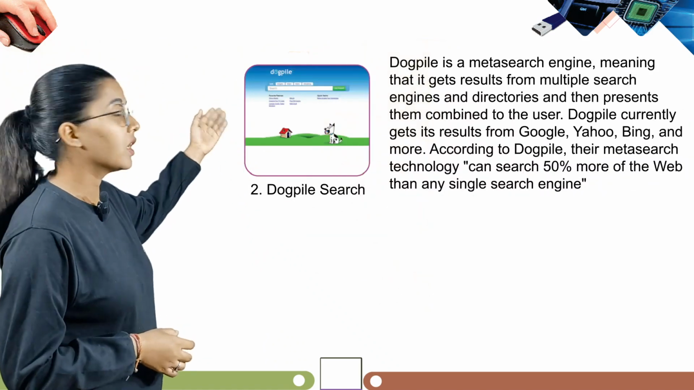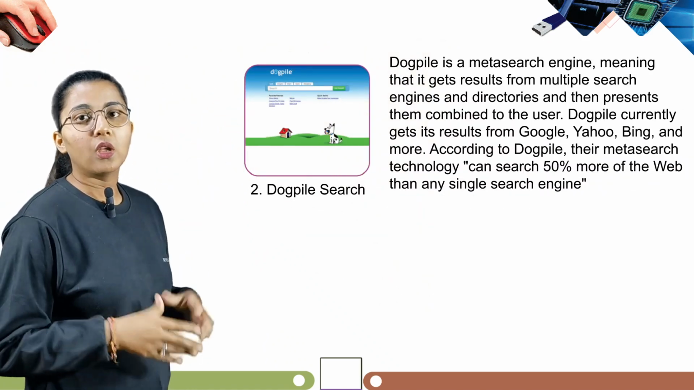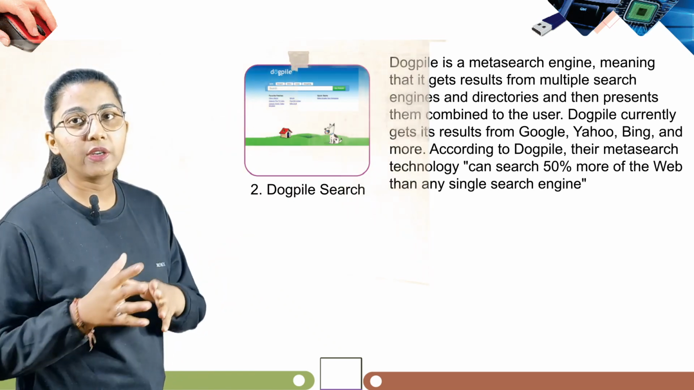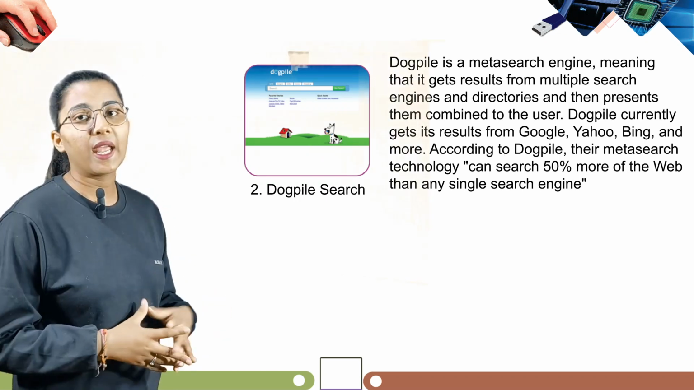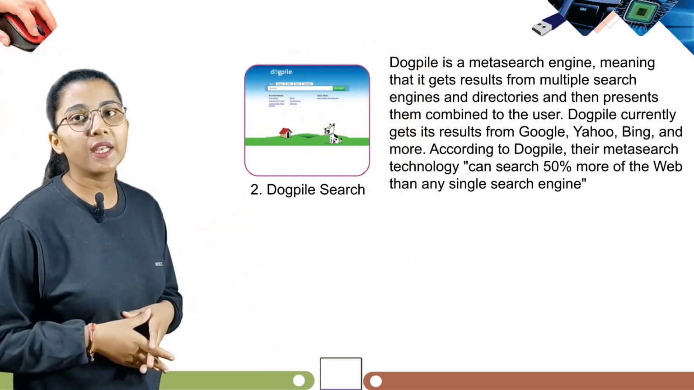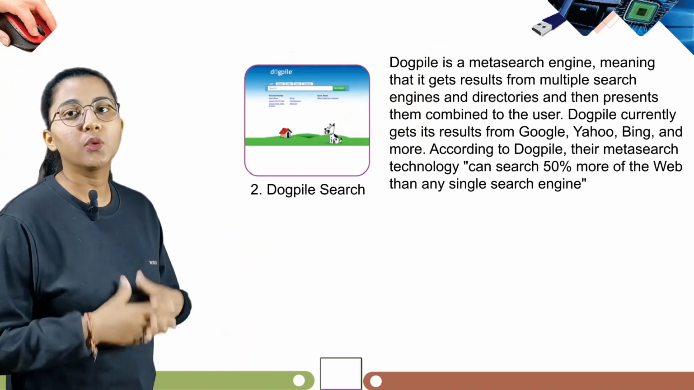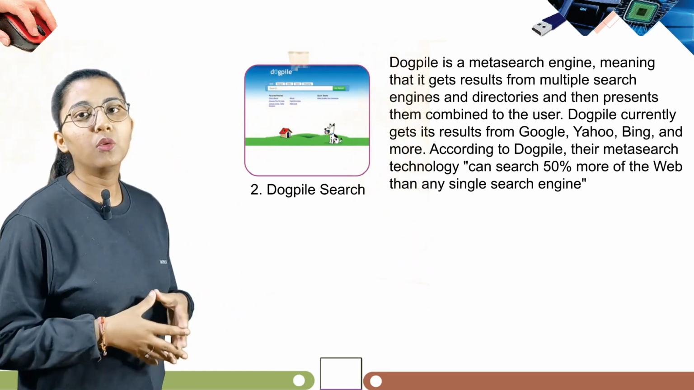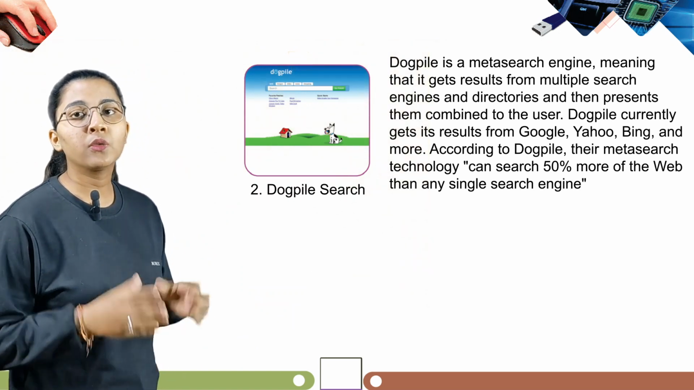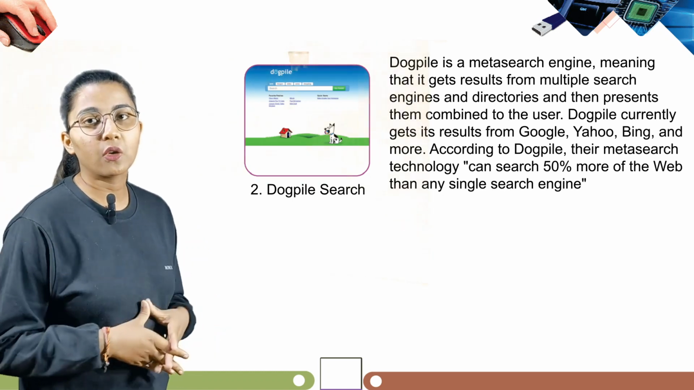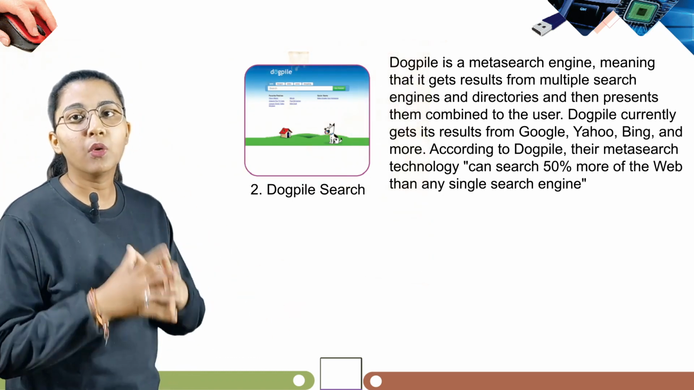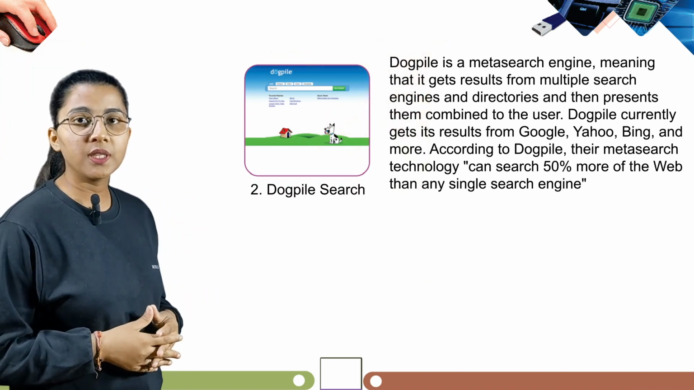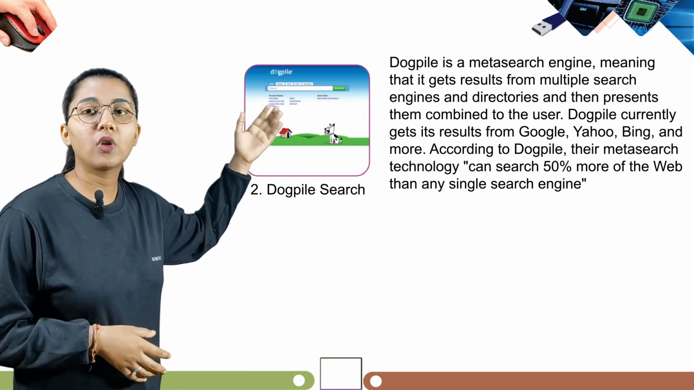Now, second we have Dogpile search. So Dogpile is a meta search engine, meaning that it gets results from multiple search engines and directories and presents them combined to the user. Dogpile currently gets its results from Google, Yahoo, Bing, and more. According to Dogpile, their meta search technology can search 50% more of the web than any single search engine. Now students, here you can see the interface of Dogpile search.